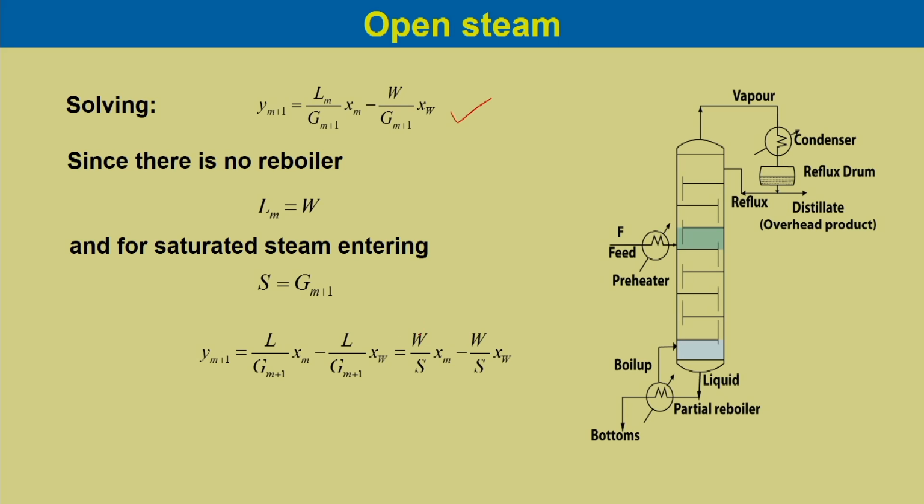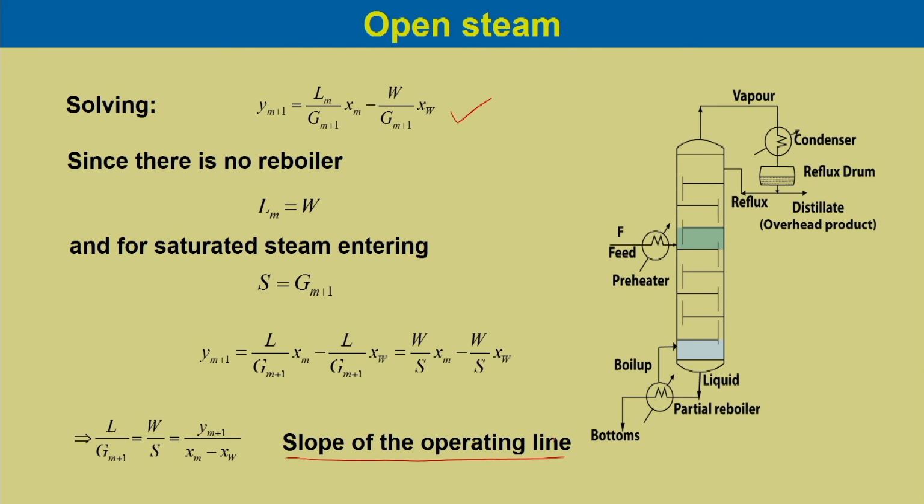If we take out W by S from both terms, we can write L by Gm plus 1, which is equal to W by S, equal to Ym plus 1 by Xm minus XW. So this L by Gm plus 1, or W by S, or Ym plus 1 by Xm minus XW, is the slope of the operating line in the stripping section.